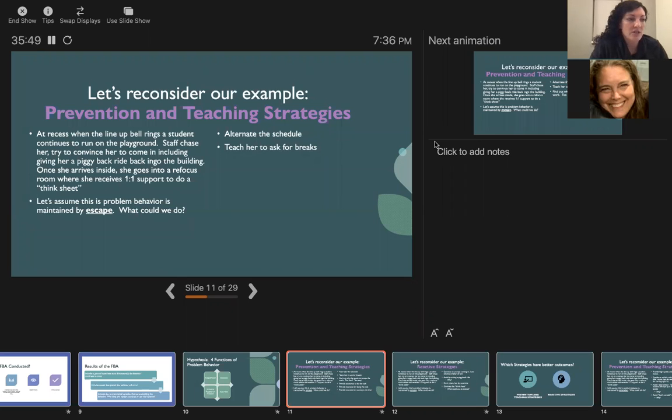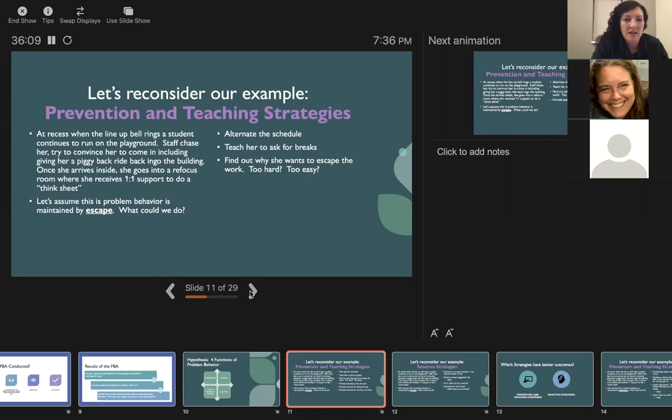So we can teach her to ask for breaks. We really want to develop skills when kids engage in problem behavior. Most of the time I look at this as the student's missing some skills. They're missing skills to ask for help potentially. They're missing skills to take a break. Then dig into the next activity.